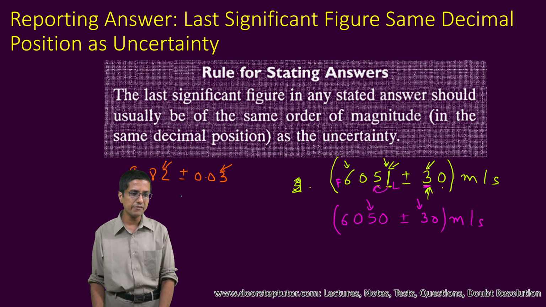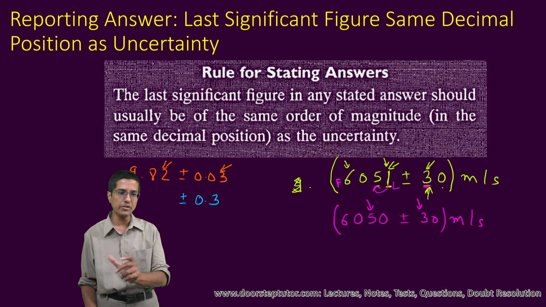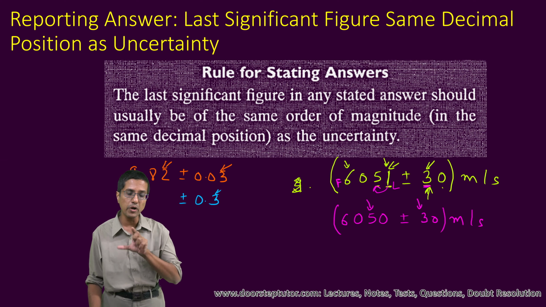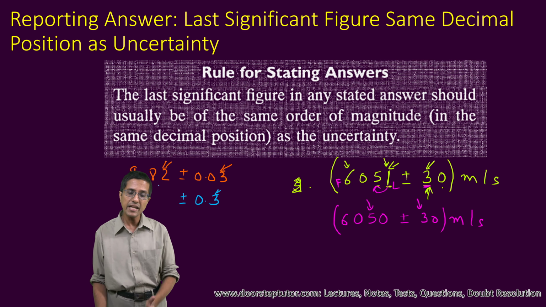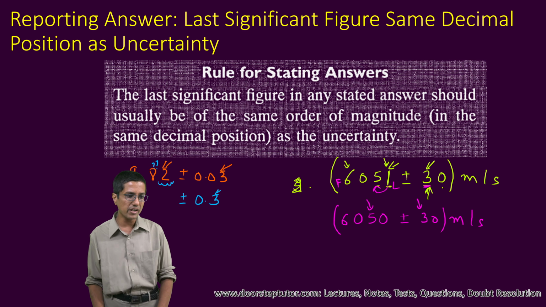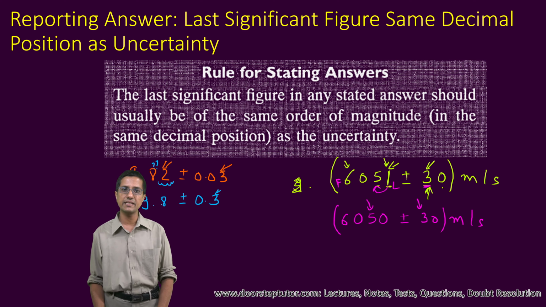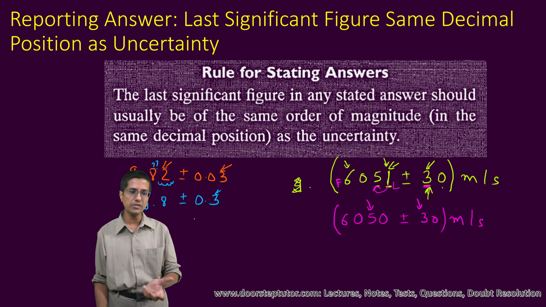What happens if my error was not in the hundredths place, but in the tenths place, one place after the decimal? My error was 0.3 instead of 0.03. Then there is really no point in reporting my result beyond that, because I am not even sure about this place. So I will round my result only to the tenths place, and say it is 9.8 plus minus 0.3.